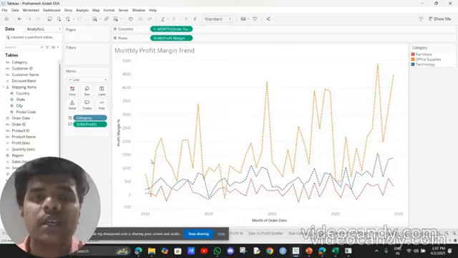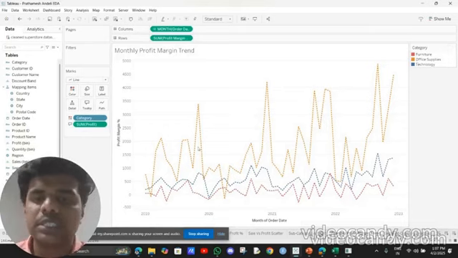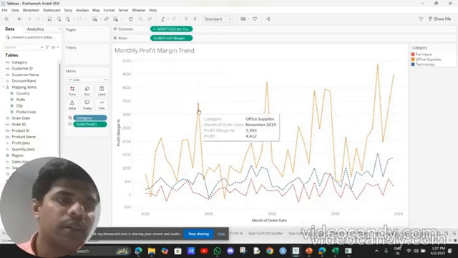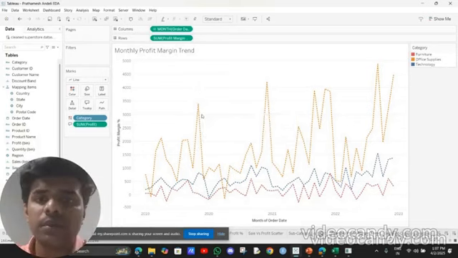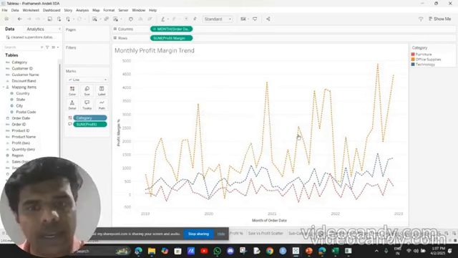But the office supplies line has too many seasonal fluctuations. So we can say that the highest peaks also belong to this office supplies line chart.